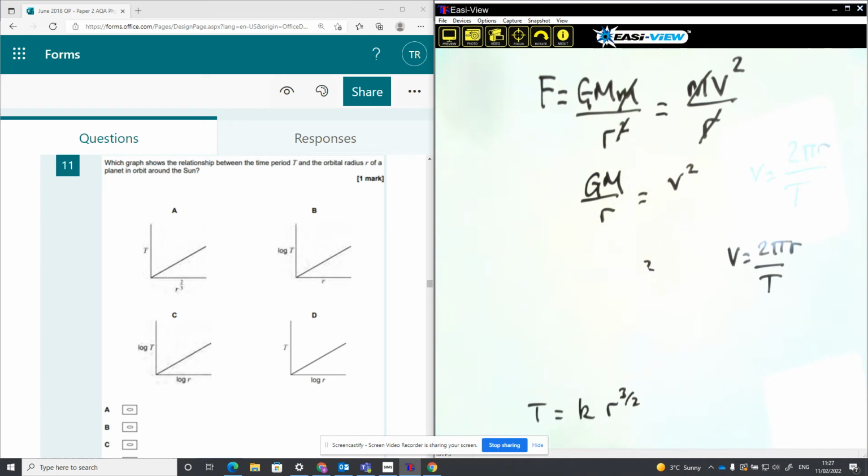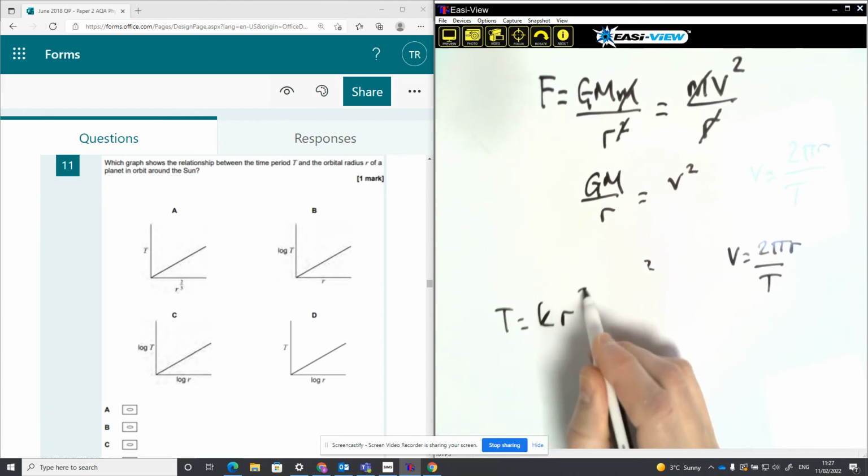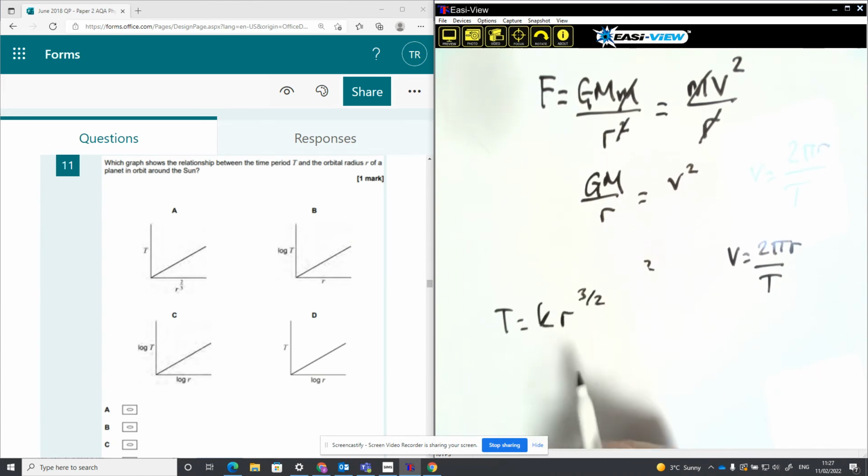So T is some constant times r to the 3 halves, and then I take logs of just T. I can't really take logs of just T in this relationship. I can express it in terms of r, but I can't take logs of both sides, so it can't be B.